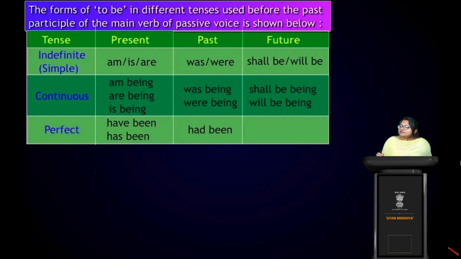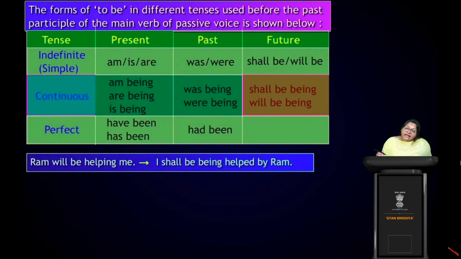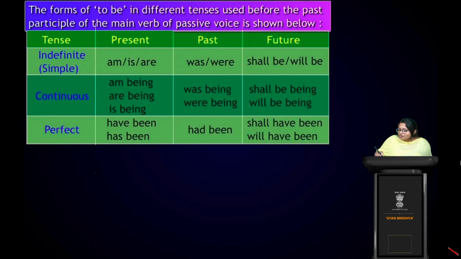Now look at the sentence. Ram will be helping me. So it will be I shall be being helped by Ram. Similarly, in case of perfect, it becomes shall have been or will have been, right? Examples will make the thing more clear.